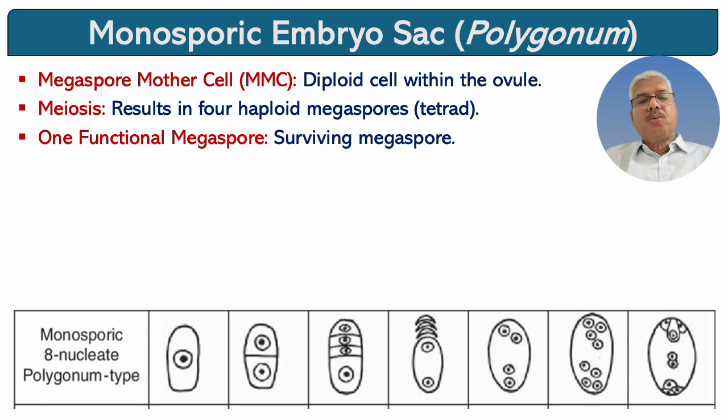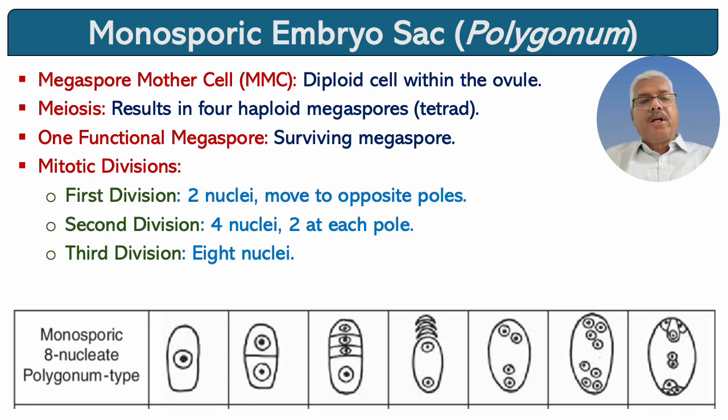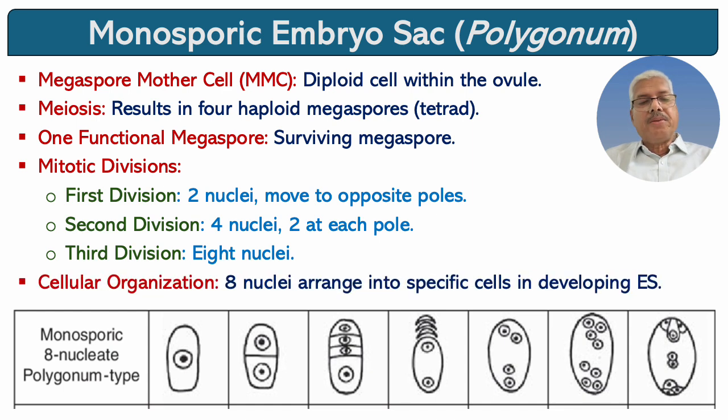The functional megaspore: typically, only one of these four megaspores survives. The functional megaspore is the starting point for embryo sac development. The other three megaspores degenerate. Then come the mitotic divisions. The nucleus of the functional megaspore undergoes three successive mitotic divisions. The nuclear division occurs without cell wall formation.